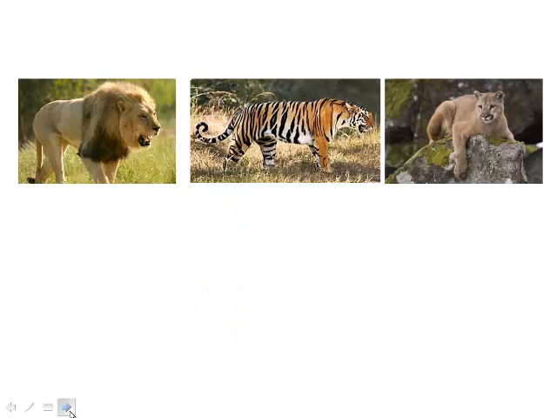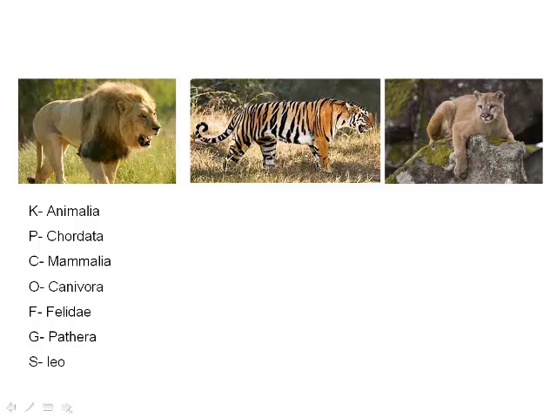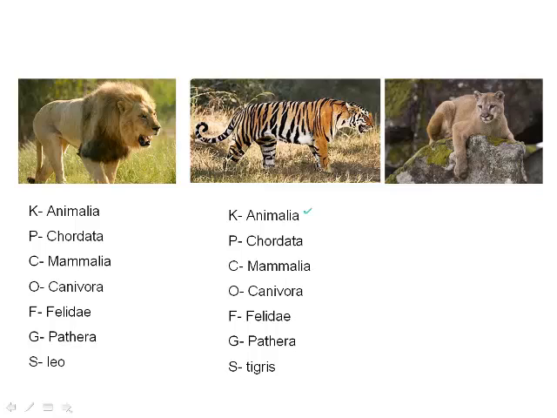So now let's look at this. Here are the kingdom, phylum, class, order, family, genus, species. Let's compare it to the tiger. So these are the same. They're both part of the kingdom Animalia. They both are part of the phylum Chordata, which pretty much just means backbone.